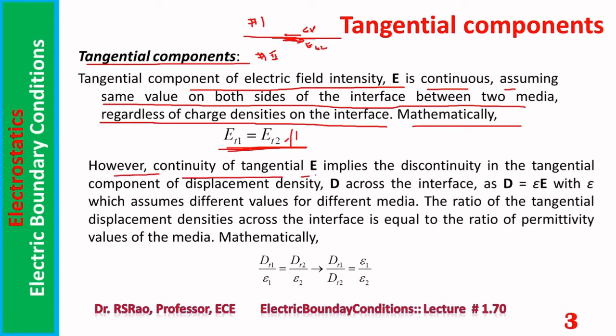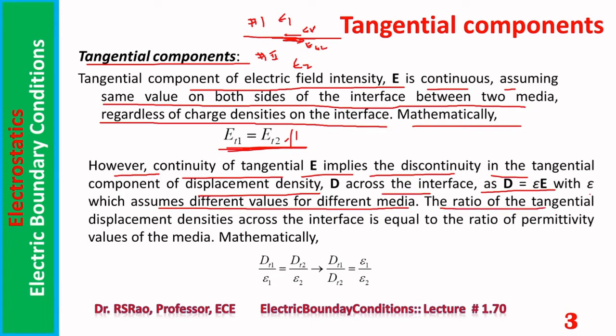However, continuity of tangential E implies discontinuity in tangential displacement density across the interface, as D equals epsilon E. Here, epsilon assumes different values for different media. ET1 is ET2. These are two different media. So the permittivity of medium 1 is epsilon 1, the permittivity of medium 2 is epsilon 2. So epsilon 1 is different from epsilon 2. Therefore, DT1, which is epsilon 1 ET1, becomes different from epsilon 2 ET2, which is DT2. So DT1 is different from DT2.